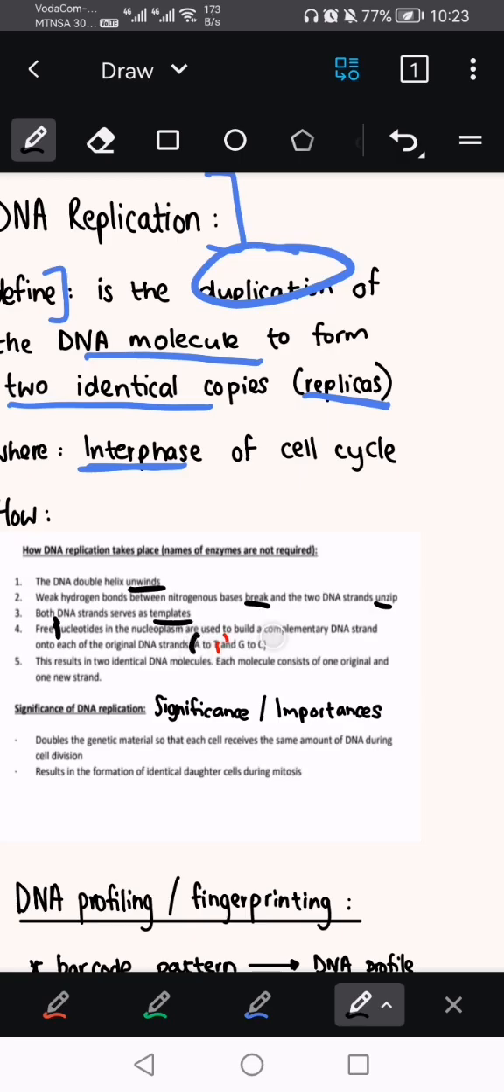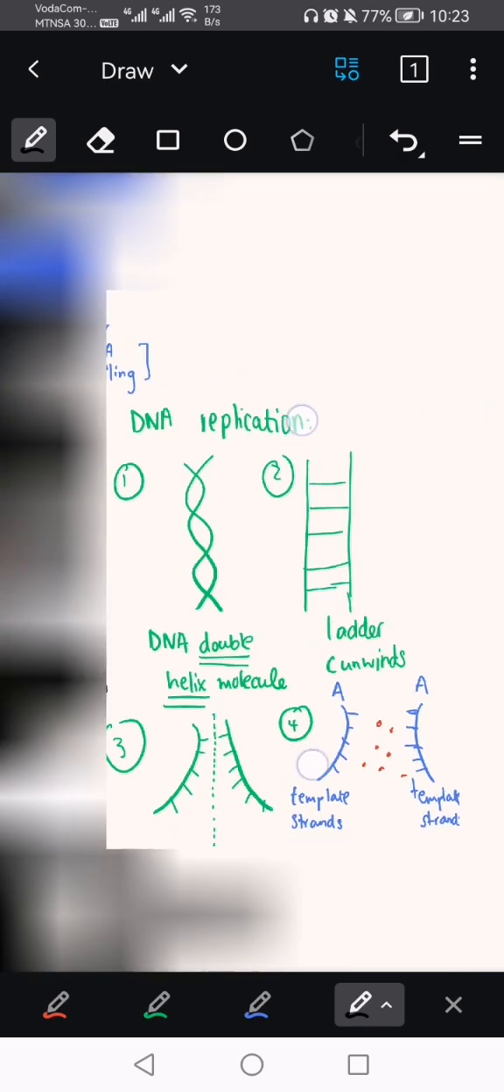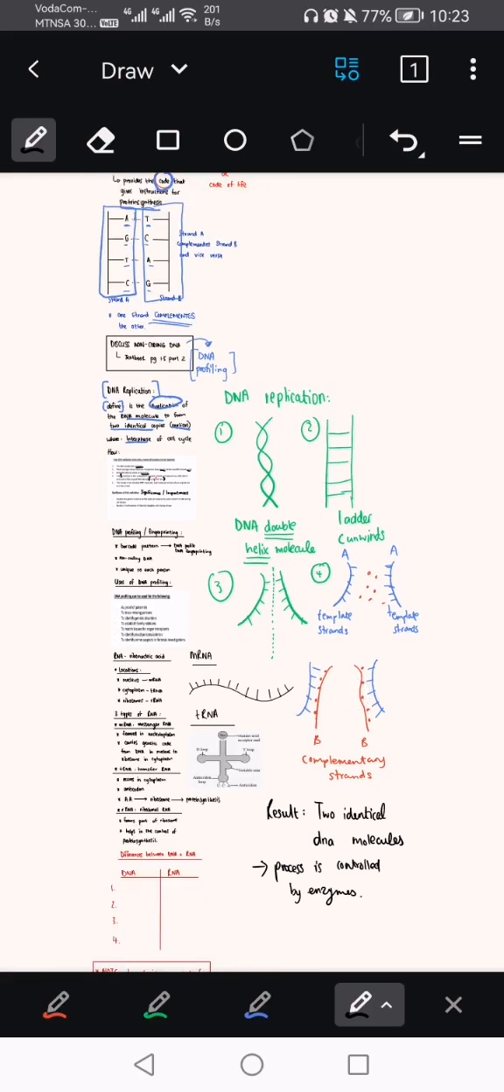You can also just write this part here. This results in two identical DNA molecules. Each molecule consists of one original strand and one new strand. Right? So, a lot of words, right? But ultimately, what is important here is what I explained to you.